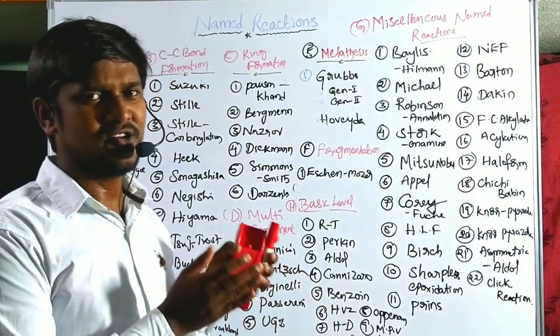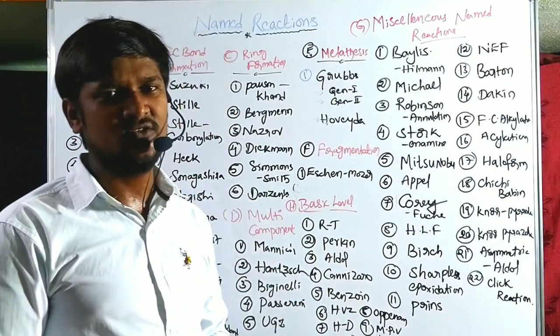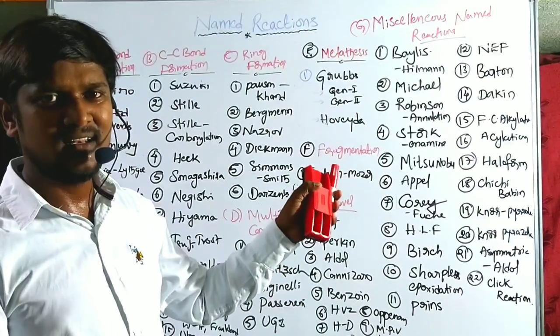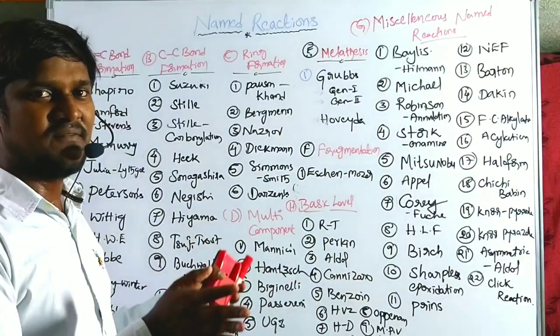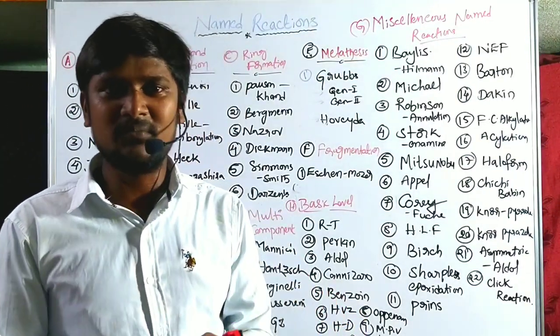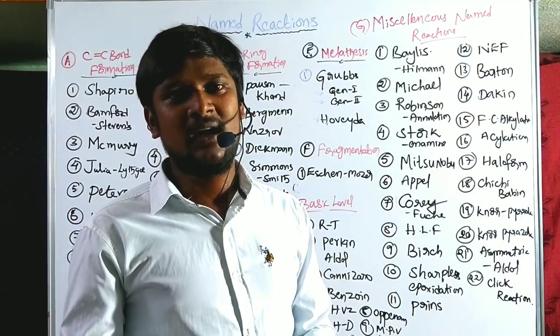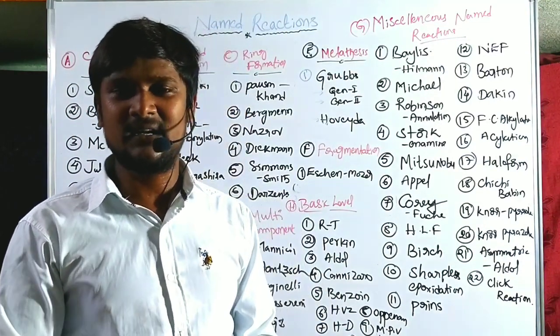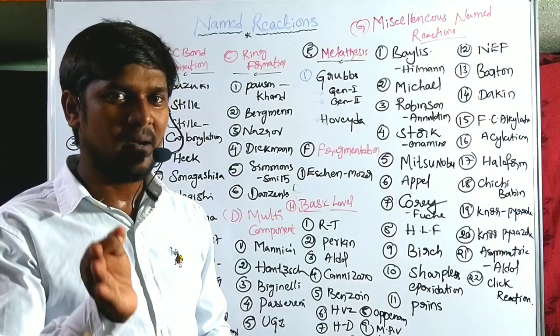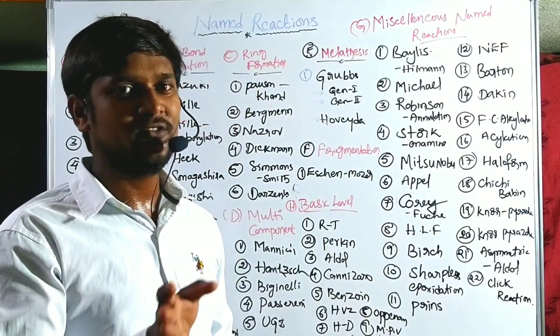Here I mentioned all the basic to advanced named reactions, nearly 70 of them. We will discuss the 70 named reactions over a one-month duration. I don't give the promise of below 10 days or 20 days, but I will make sure I upload all those videos within a month. Definitely, I'll upload all those videos within a month.